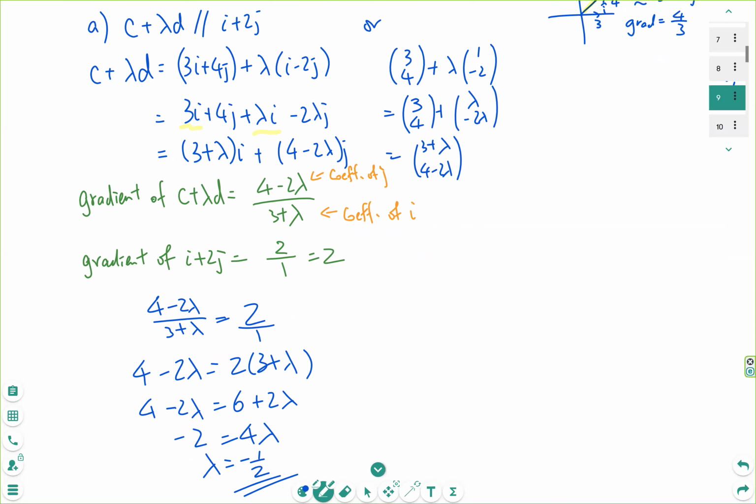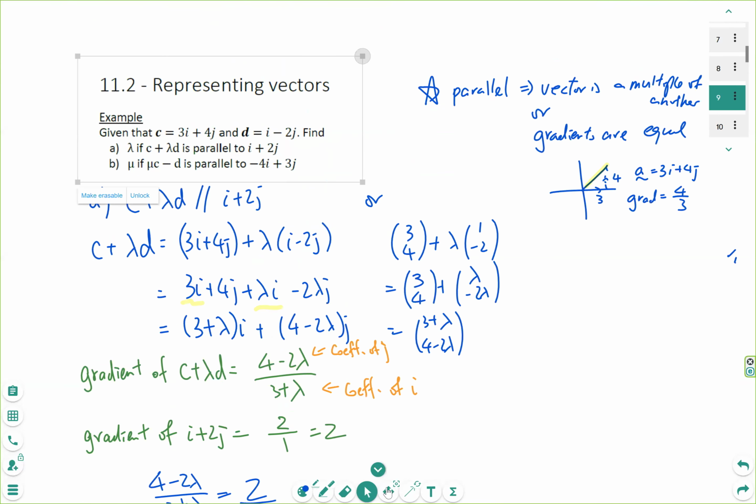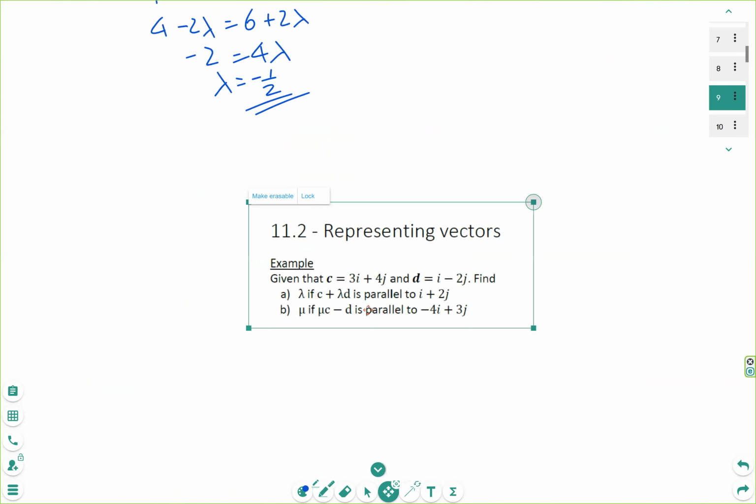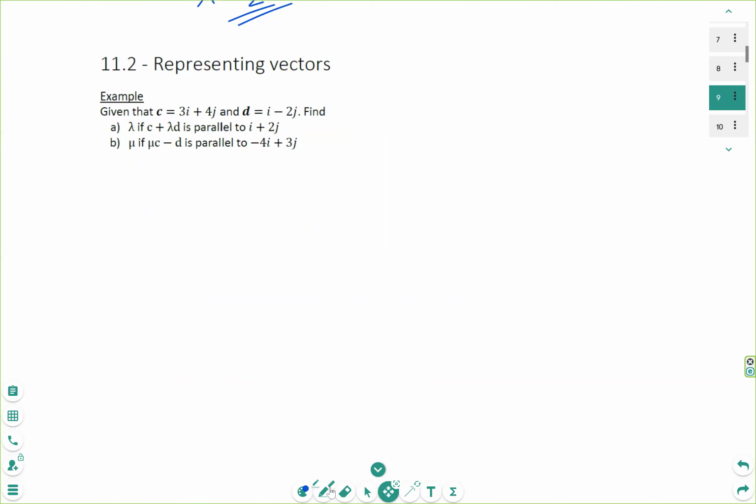Just checking the answer. Right, part B. Let's do part B. Very similarly, I'm going to show you one more example. Given that this time mu c minus d is parallel to this, we can do this. So what we now know is the gradient of minus 4i plus 3j is 3 over minus 4.